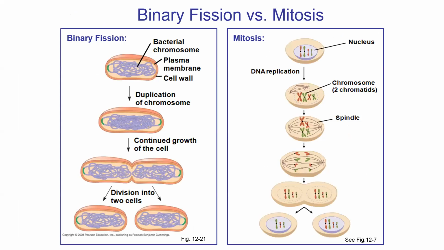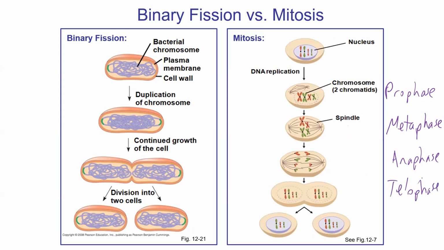Just for comparison, mitosis is very different. Remember mitosis, we have prophase here, this is metaphase, anaphase, telophase, and so on. Much more on that in maybe topic 12, when we're talking about mitosis. So binary fission is much simpler, no spindle fibers. There's one chromosome to deal with that's replicated, and you get two daughter cells.